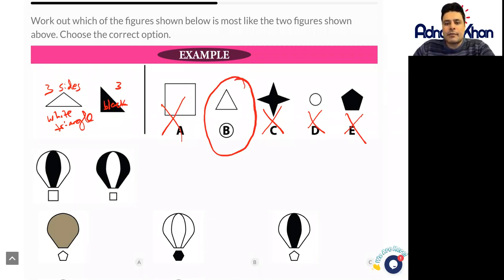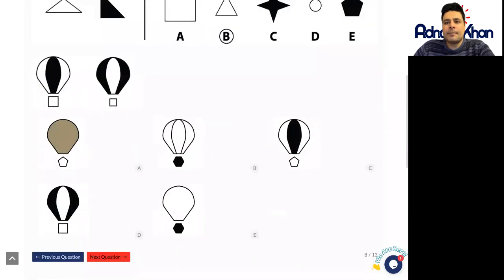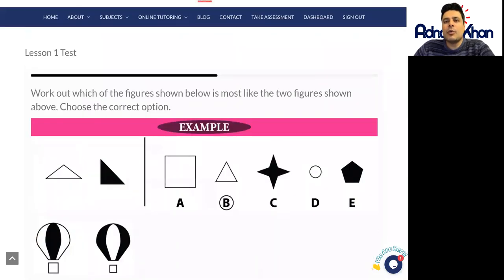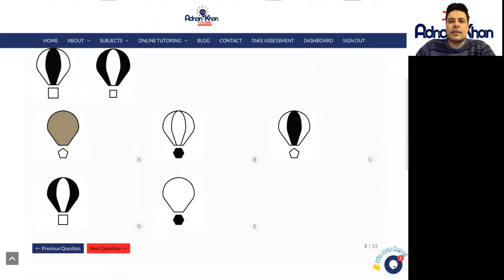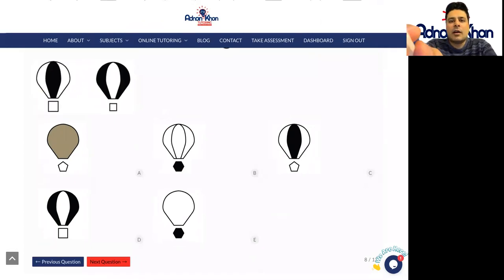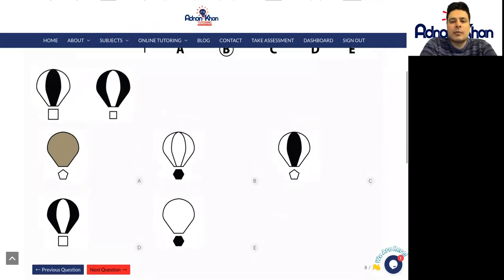All right. Now let's have a look at another question here. So again, remember the question, work out which of the figures shown below is most like the 2 figures shown above. So these 2 figures are going to be our main figures that we need to look at, figure 1 and figure 2, and we need to find out A, B, C, D, or E, which one is similar to figure 1 and figure 2. So looking at these particular figures here, I can see that they both have a square shape at the bottom.